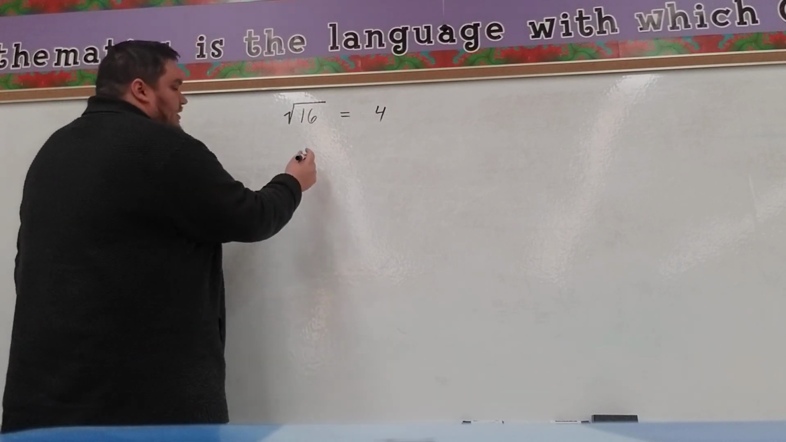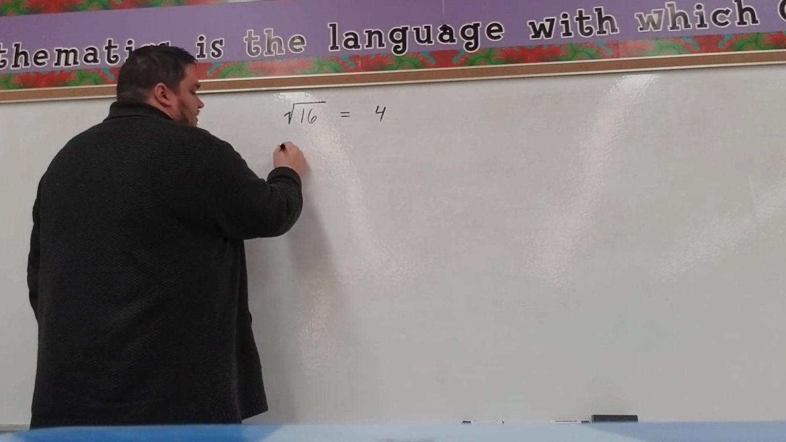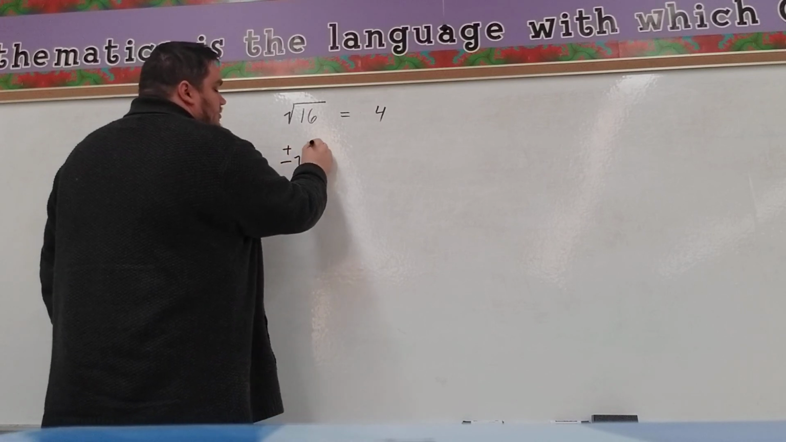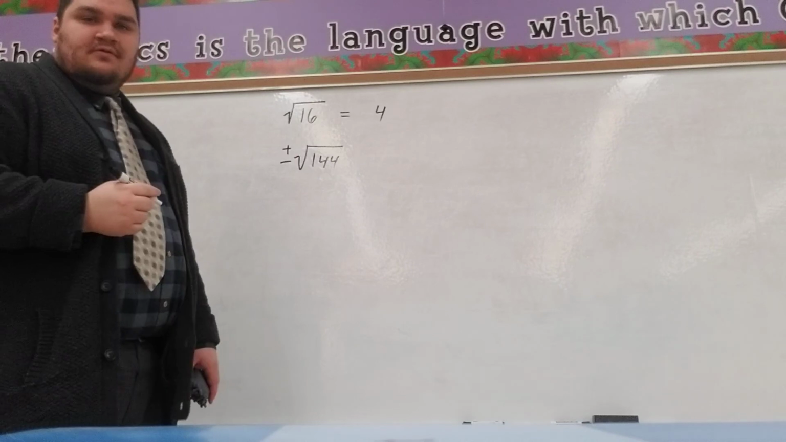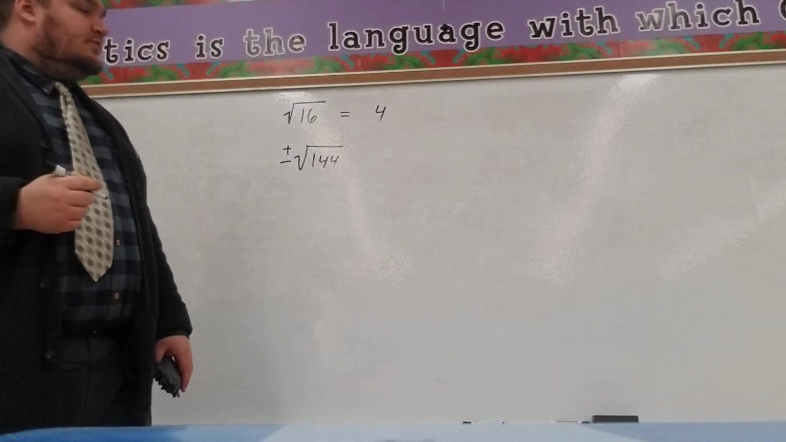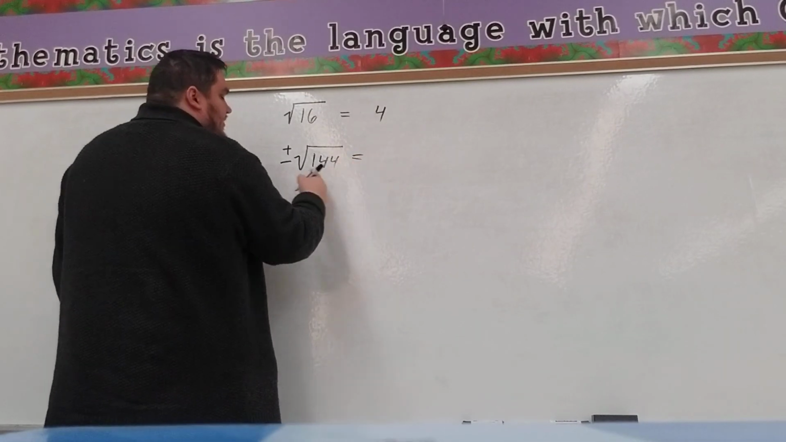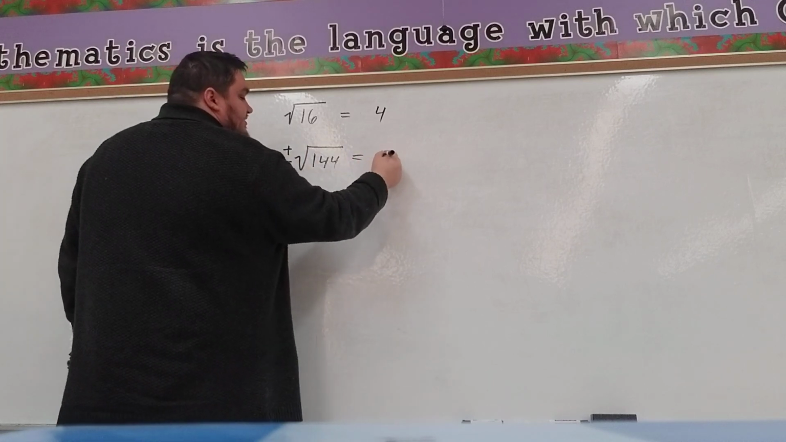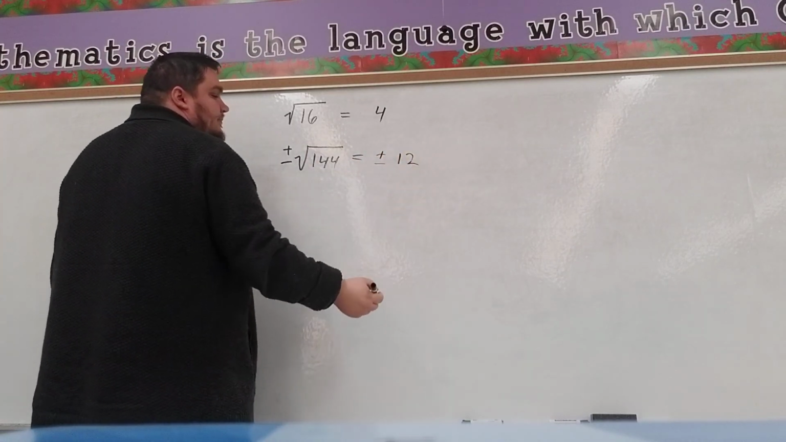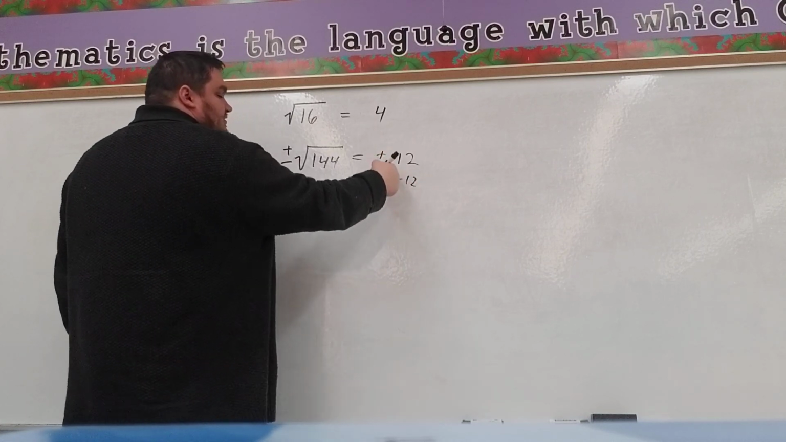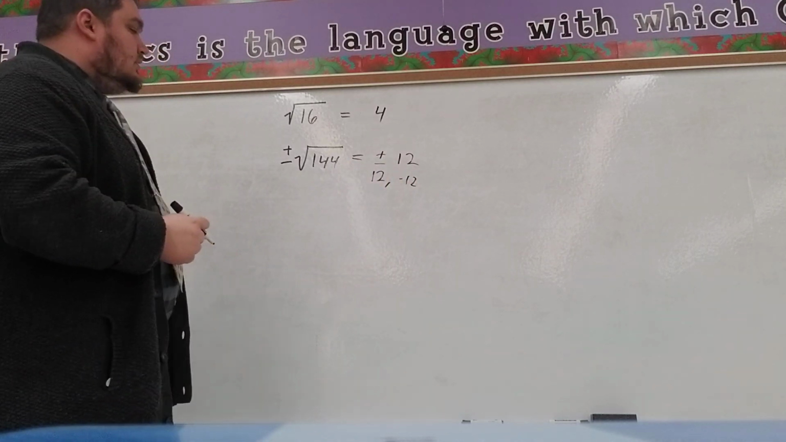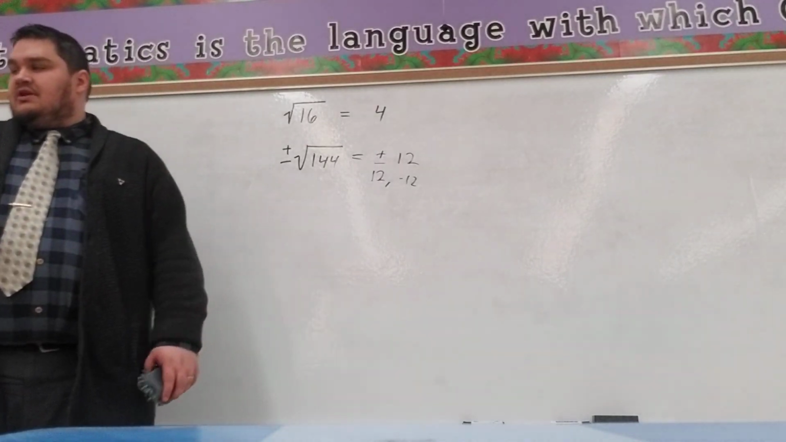Okay? So if I wanted you to give me both roots, so let's say, for example, the positive and negative roots of 144, well then this would be positive and negative 12. Or you could write it as 12 and negative 12. Both of these ways would work. So that's section 7.1.